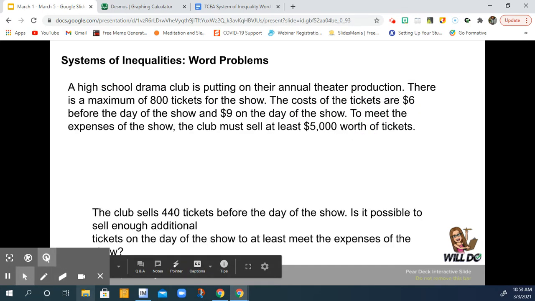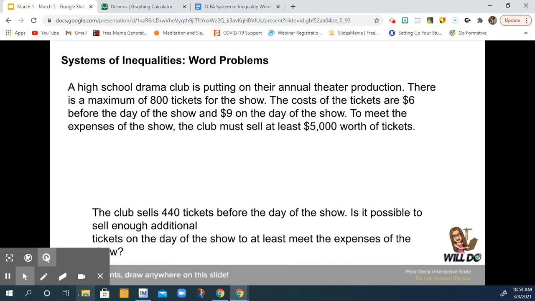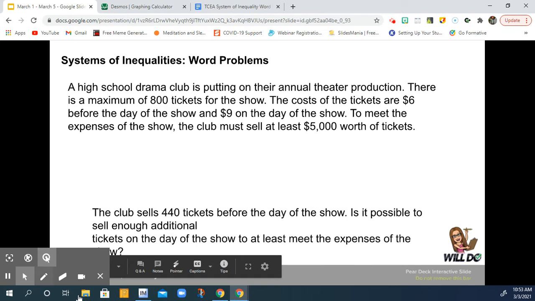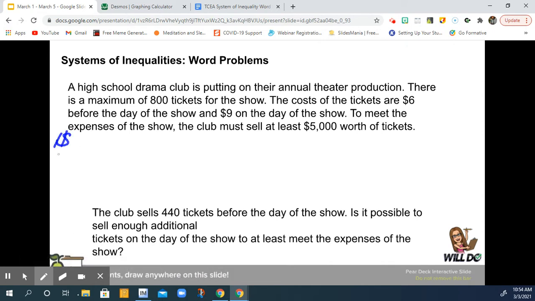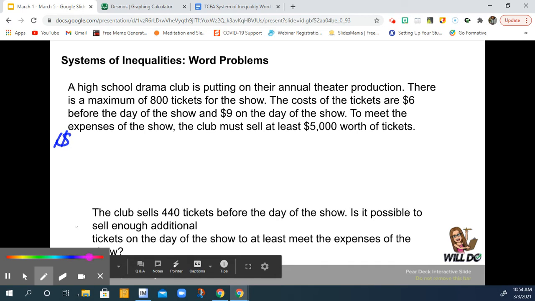Okay, so a high school drama club is putting on their annual theater production. There is a maximum of 800 tickets for the show. And the cost of the tickets are $6 before the day of the show and $9 on the day of the show. To meet the expenses of the show, the club must sell at least $5,000 worth of tickets. So again, we have money happening here, and we also have the amount of tickets happening here as well.